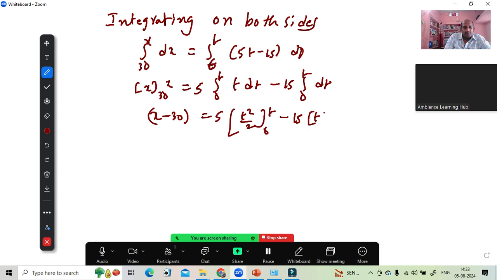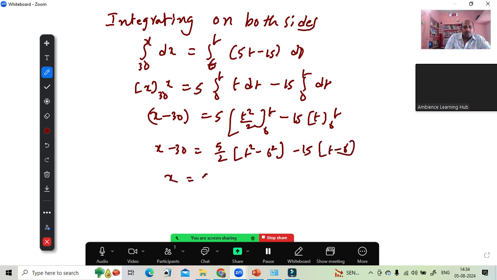15, 6 to t. X minus 30 is equal to 5 by 2 into (t square minus 6 square) minus 15 into (t minus 6). X equals 5 by 2 t square minus 15t plus 30.